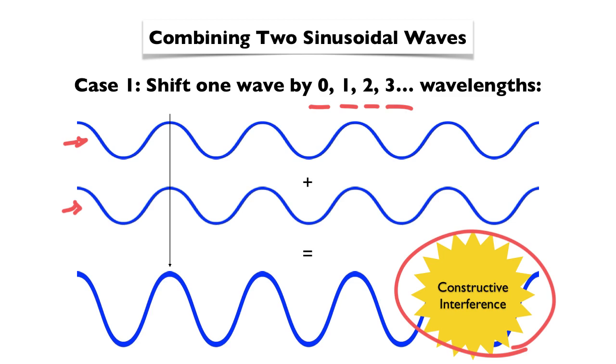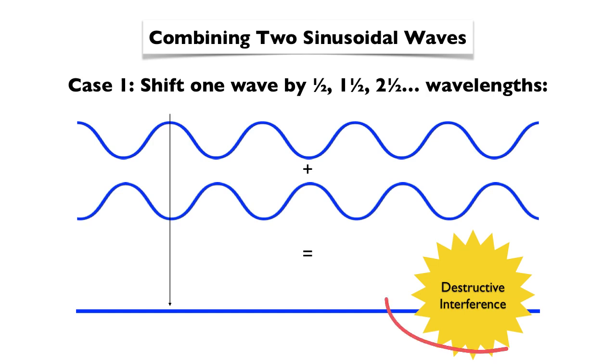When you do that, you end up having crests meet crests, and the displacement of the medium is the sum of the displacement of the two waves individually. It's just going to be double the displacement of either wave. So I end up with so-called constructive interference. I end up with the two waves adding, and I get a bigger wave than I would have had with either of the two individually.